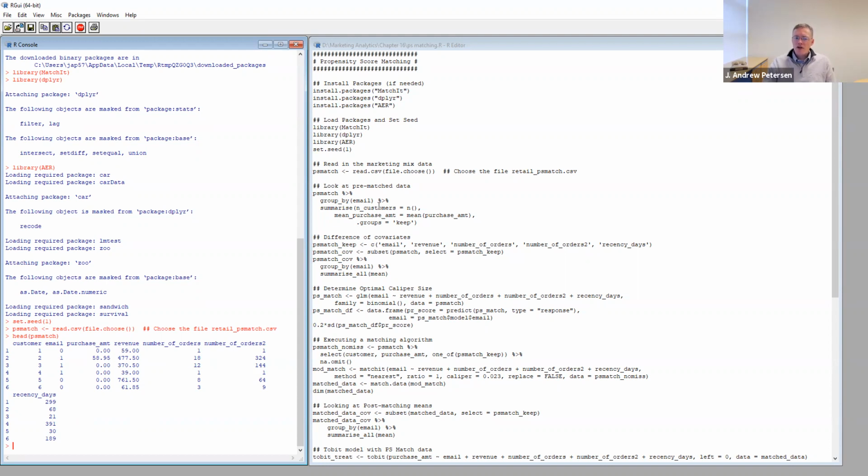So the first thing we're going to do is look at the data and create a crosstab table, cutting it by different factors. So in this case, we're going to look at the pre-match data and see about the differences in purchase amounts during this time period.